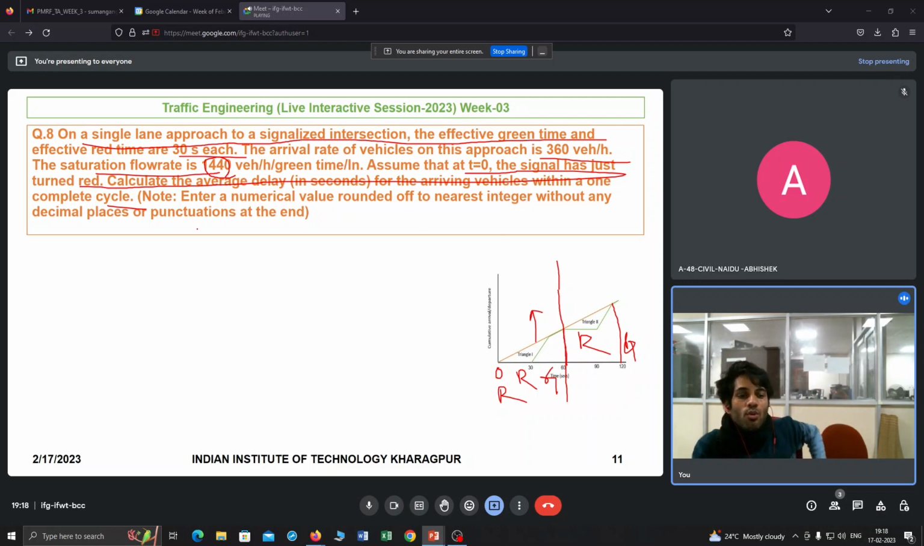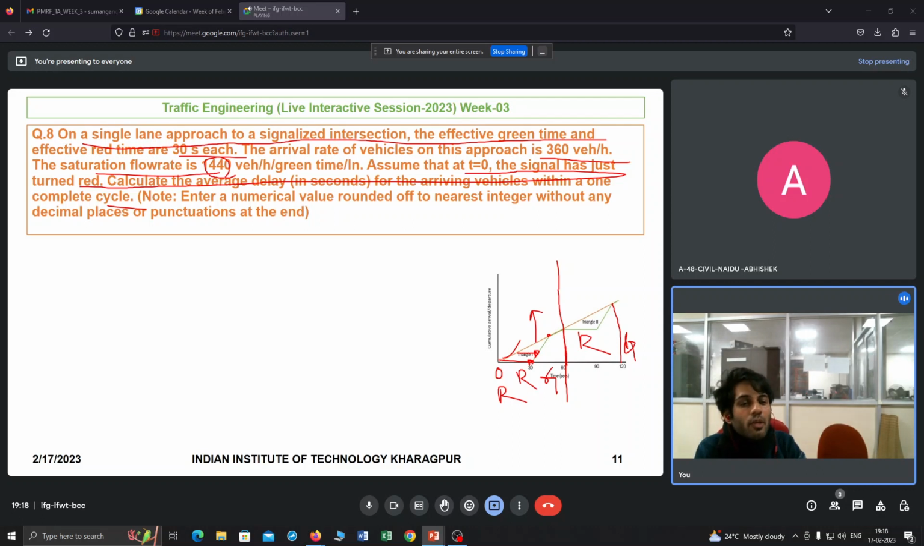So how to calculate the average delay? Let me also give you some hint. Suppose here the signal has turned red. Even if your signal is turned red, vehicles will arrive, right? These are the vehicle arrival curve. So it will arrive, but it will stay and it will face some delay.